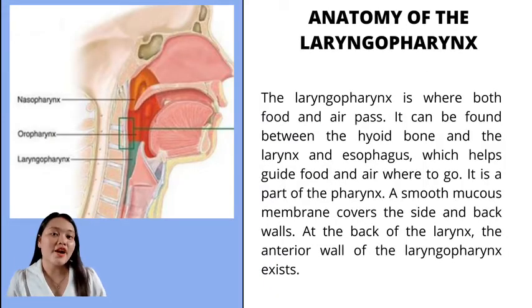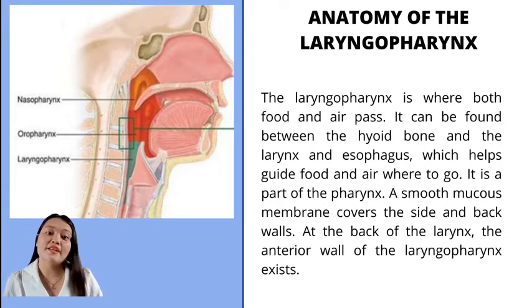And the last part of the pharynx is the laryngopharynx. So what is the laryngopharynx? It is where both food and air pass. It can be found between the hyoid bone and the larynx and esophagus, which helps guide food and air where to go. It is part of the pharynx. A smooth mucous membrane covers the side and back walls. At the back of the larynx, the anterior wall of the laryngopharynx exists.